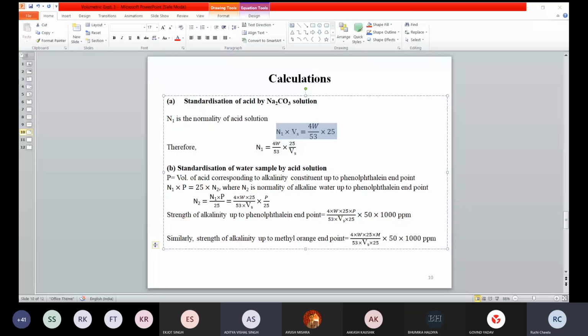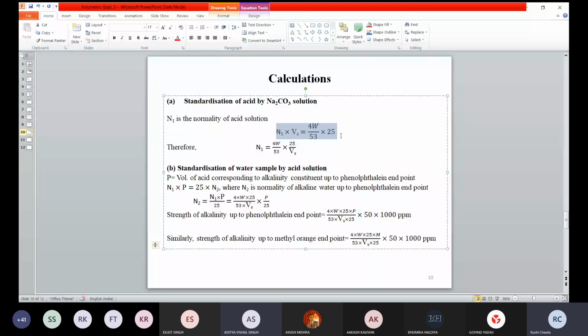The 25 is right, but tell me the expression that I have highlighted, how has this expression been formed? Ma'am, the equivalence concept, the law of chemical equivalence. So what has been kept on the left hand side and what on the right hand side? Ma'am, equivalence of water sample and standard acid. It is not standard acid this time. You are standardizing the acid. It is the unknown acid, in fact.